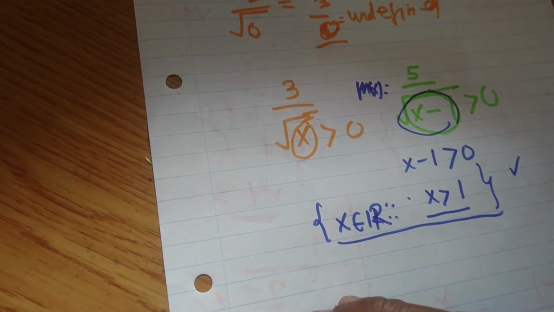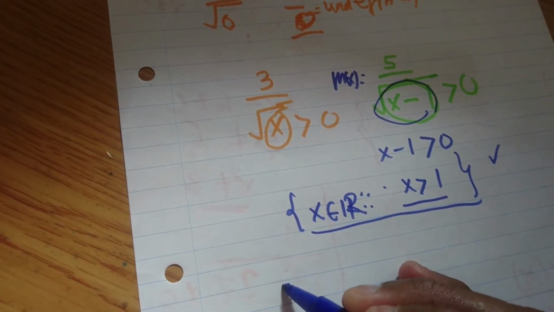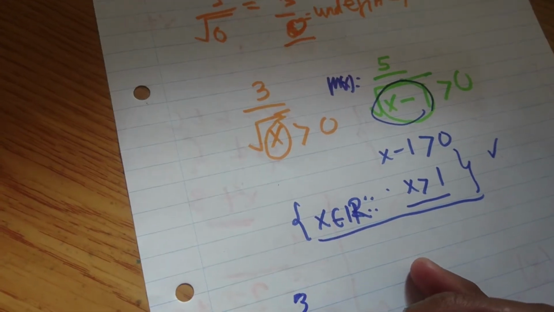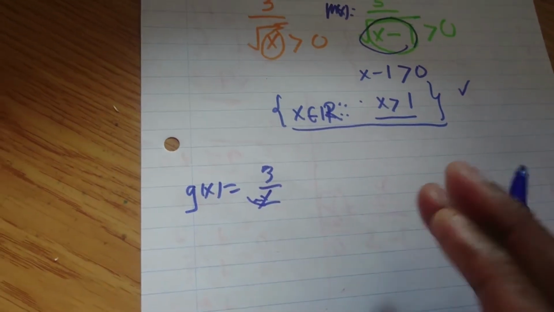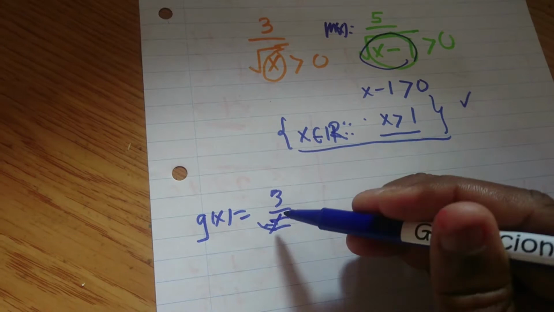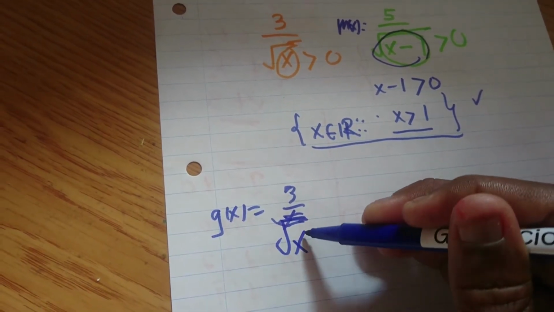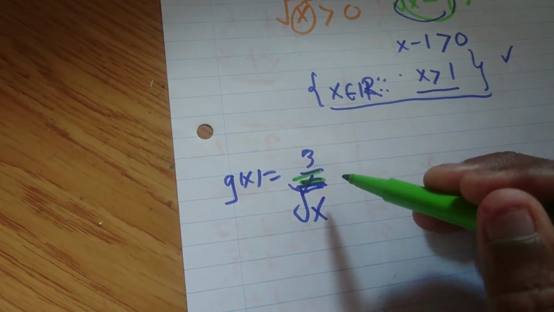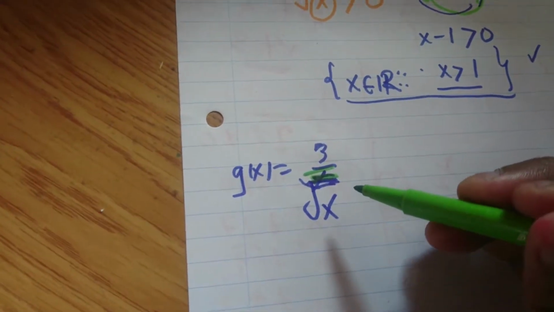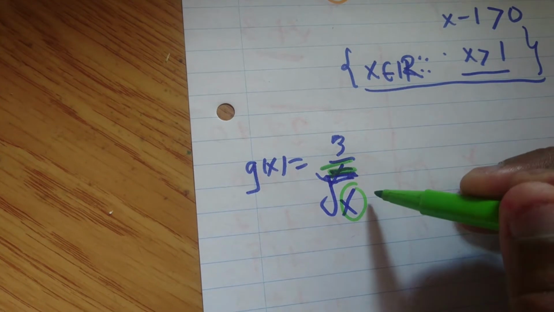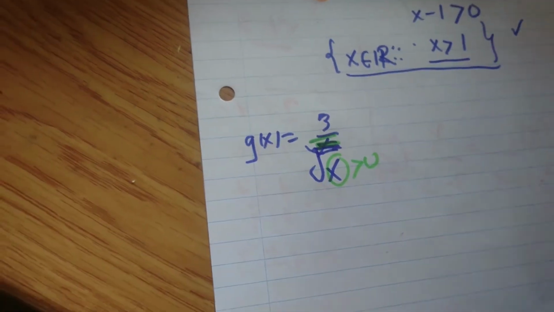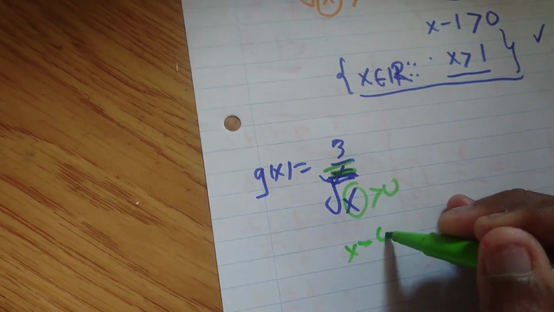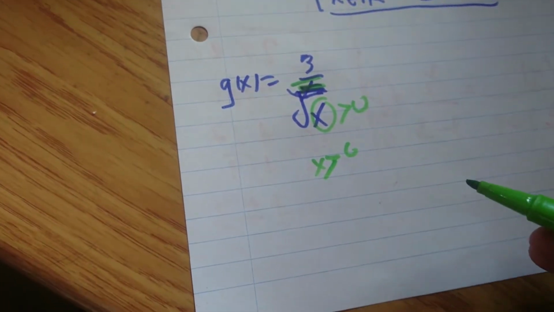g of x equals, let's say, 3 over the square root of x. Whenever a square root of any expression is at the denominator, this must be greater than 0. What is inside the root? So we say x greater than 0 for this case, because that's inside the root. So x must be greater than 0.